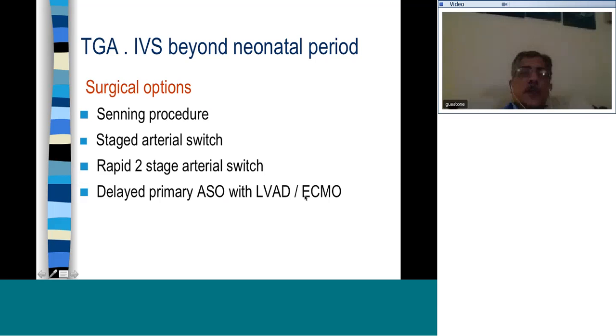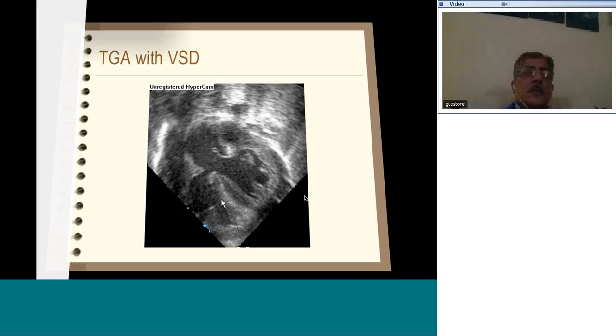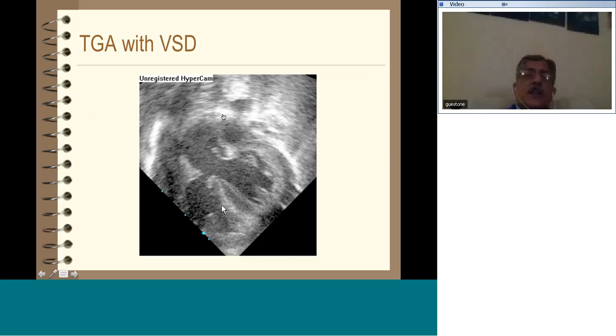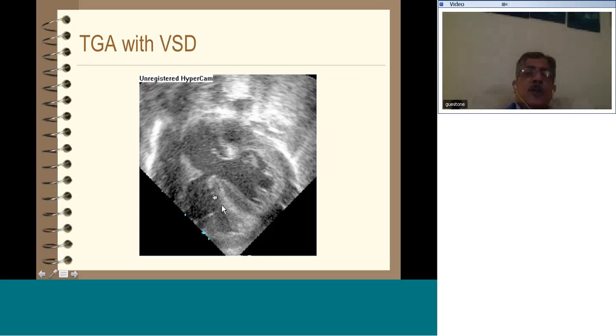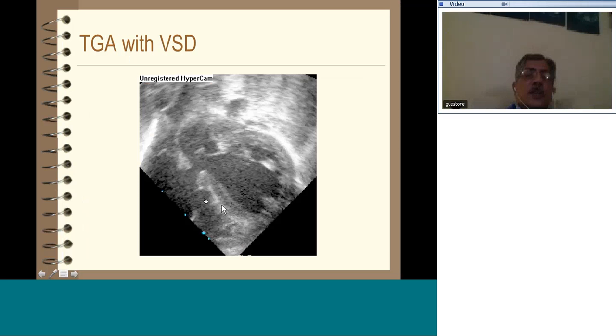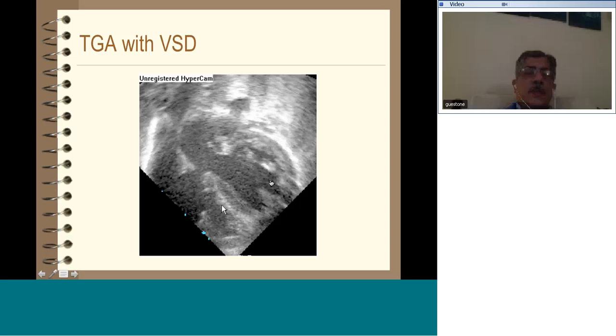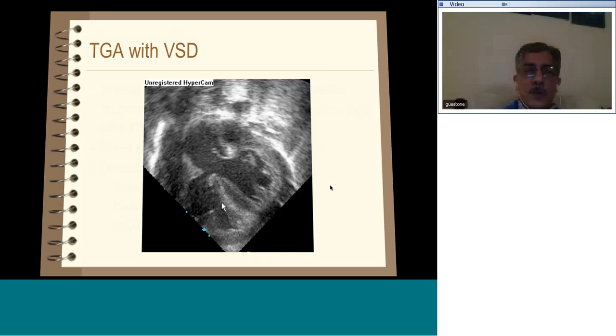A few words about the other situations of transposition with ventricular septal defect. As you can see here, there is transposition with a ventricular septal defect. This left ventricle remains prepared. It's maintaining its normal circular shape. The interventricular septum is not going into the right ventricle, and you can see that the left ventricular wall thickness is prepared. So in this situation, the treatment is fairly straightforward. You can do an arterial switch operation and close the ventricular septal defect. And these patients, because the left ventricle is prepared well, do not give the usual problems of left ventricular failure that you can see in the intact ventricular septum.